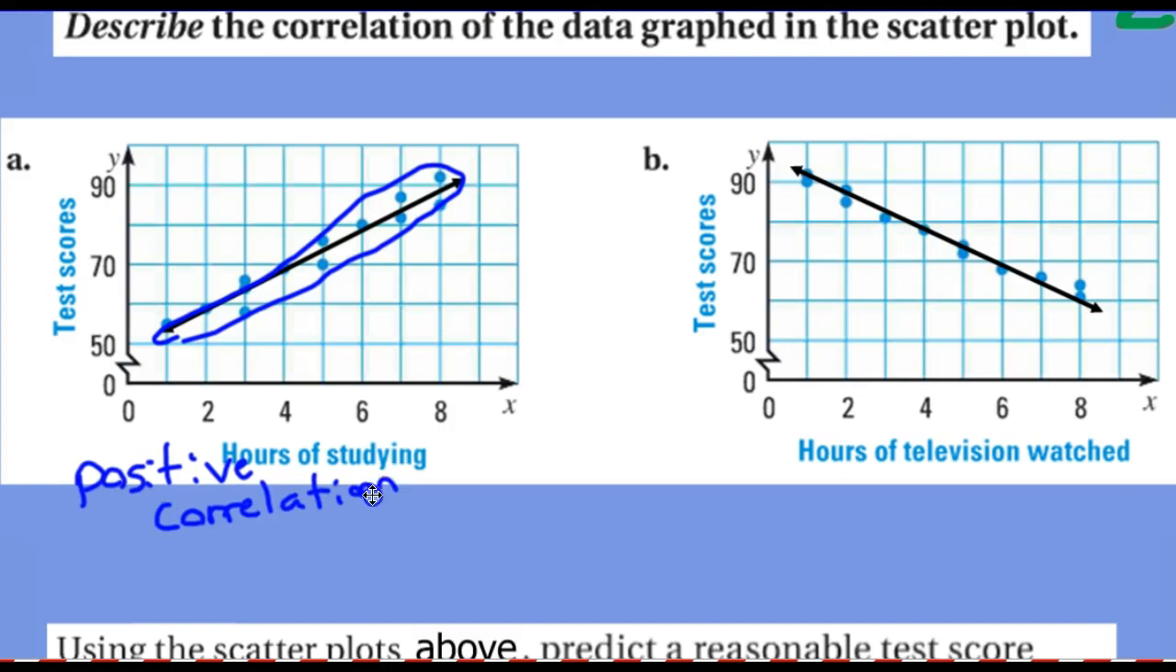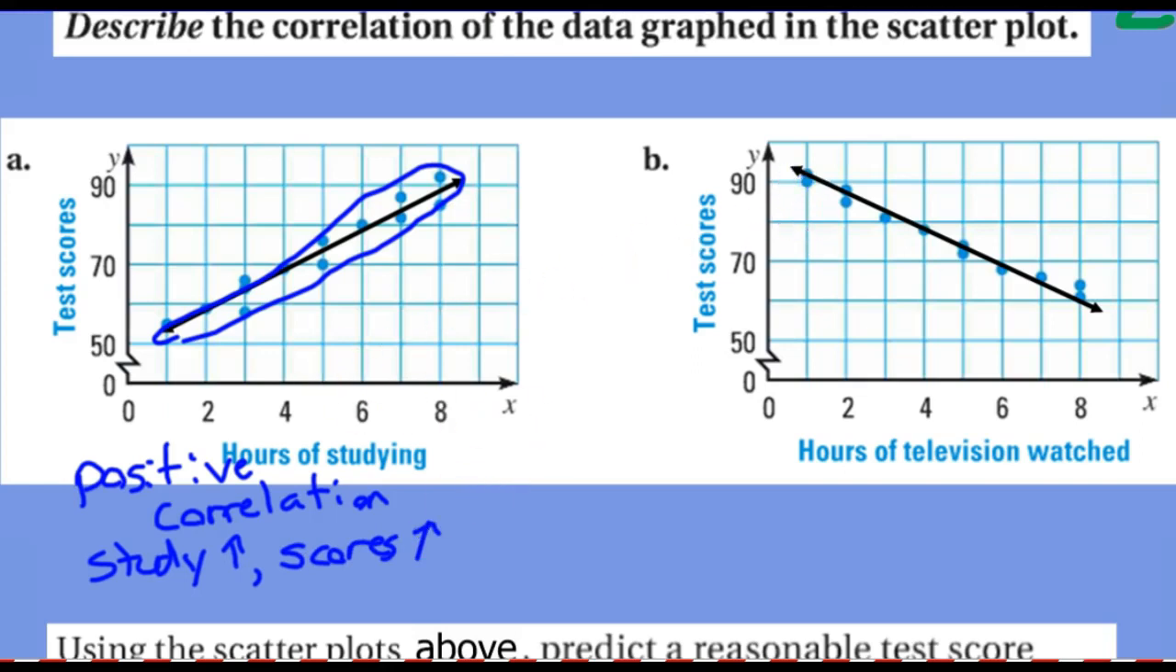Now what the graph is saying, though, is that as your hours of studying go up, your test scores go up. So you could say studying up, your scores go up, which would make sense because the more you study, the better you're going to do on tests.